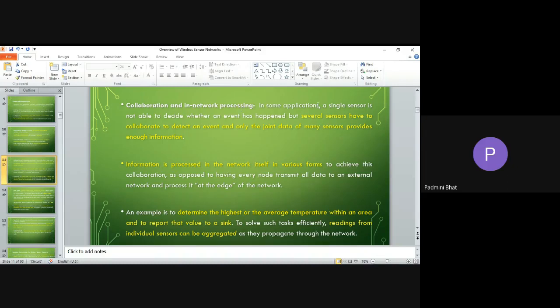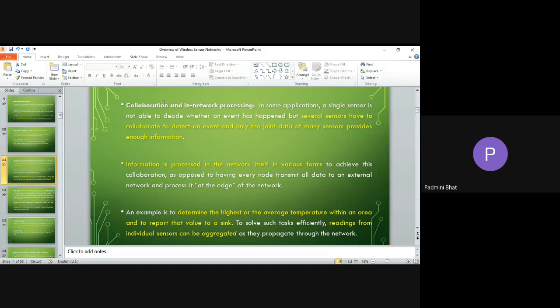In some applications, a single sensor is not able to decide whether an event has happened, but several sensors have to collaborate to detect an event, and only the joint data of many sensors provides enough information. So it should work in collaboration.